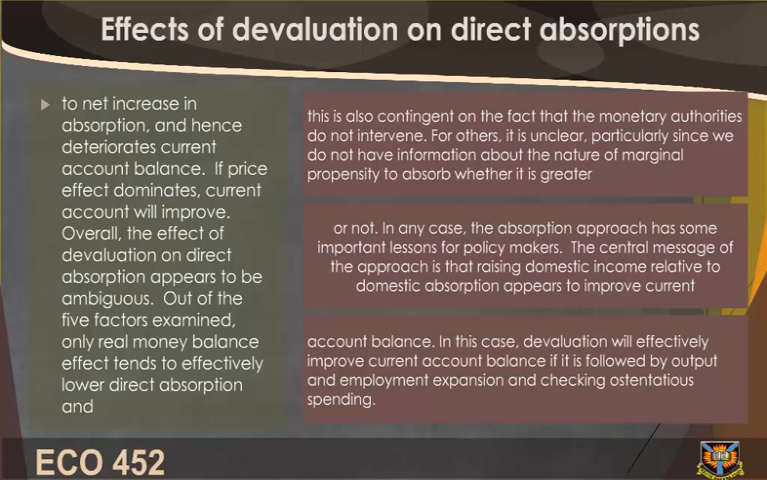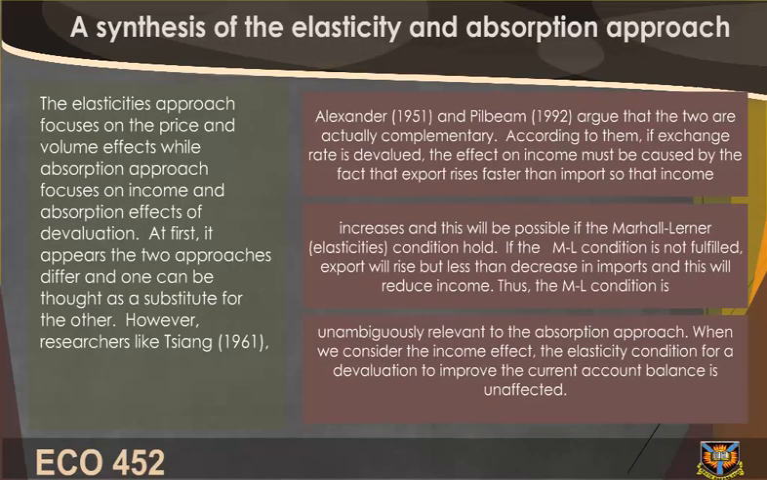In any case, the absorption approach has some important lessons for policymakers. The central message of the approach is that raising domestic income relative to domestic absorption appears to improve current account balance. In this case, devaluation will effectively improve current account balance if it is followed by output and employment expansion and checking ostentatious spending.